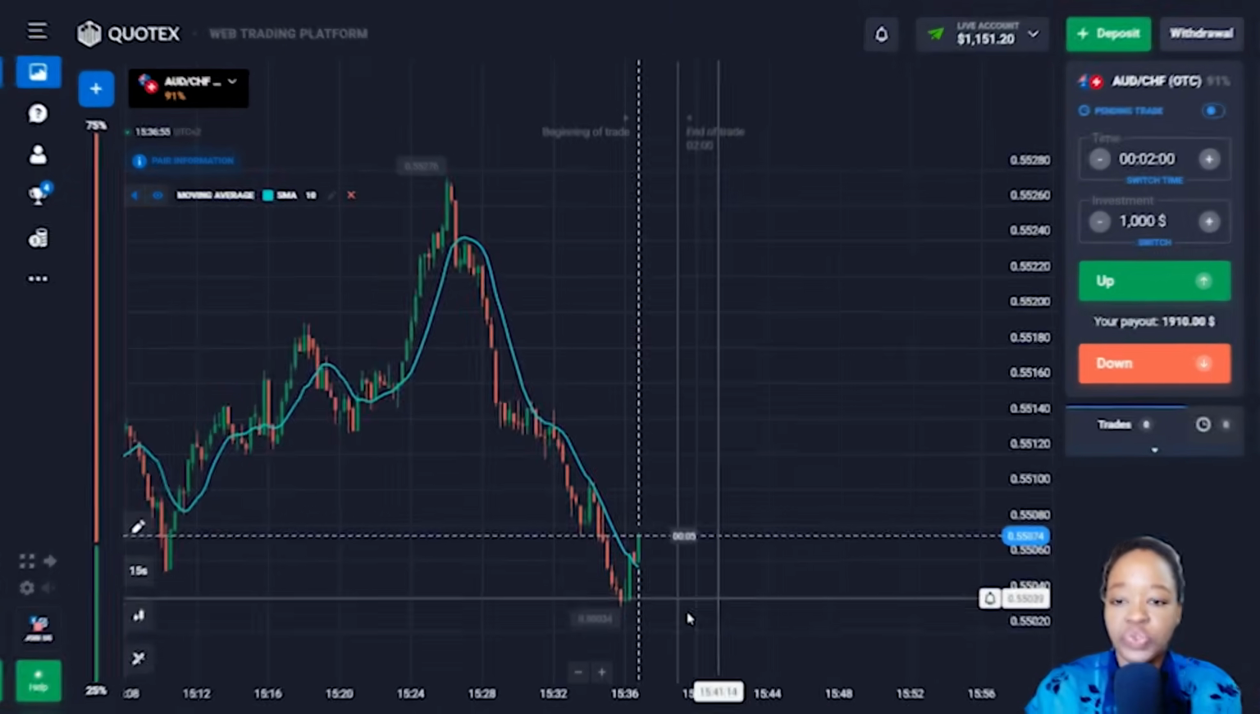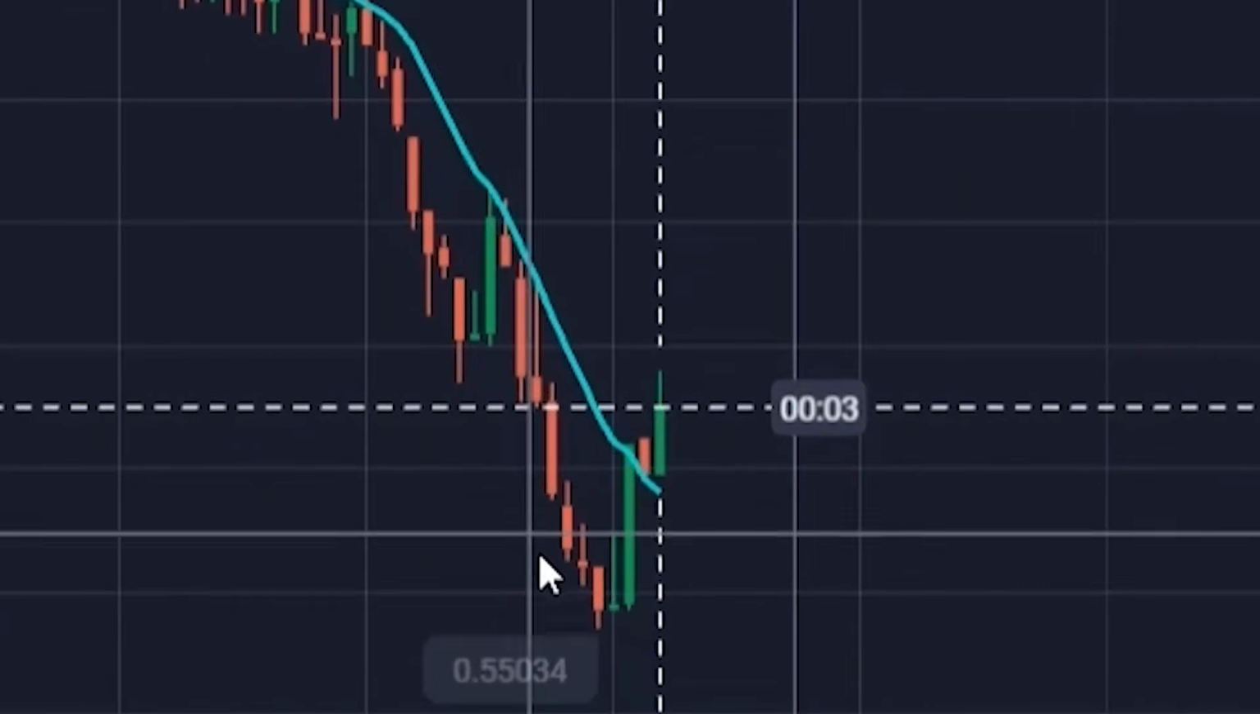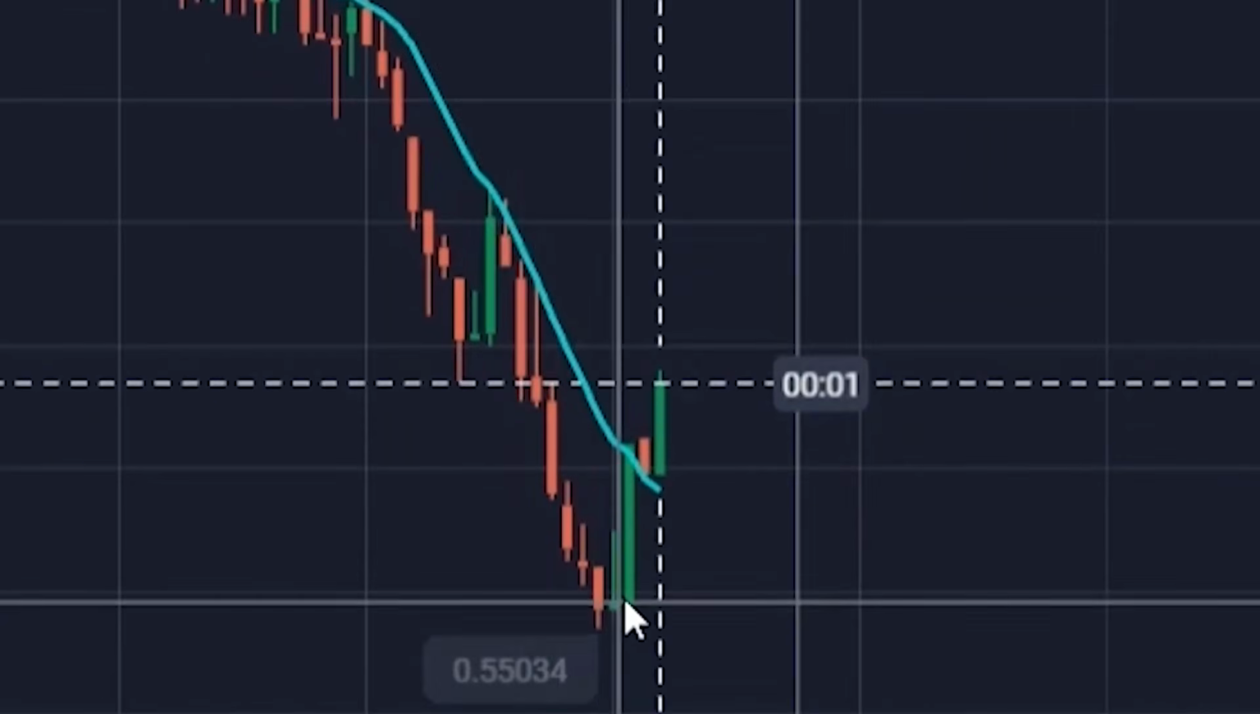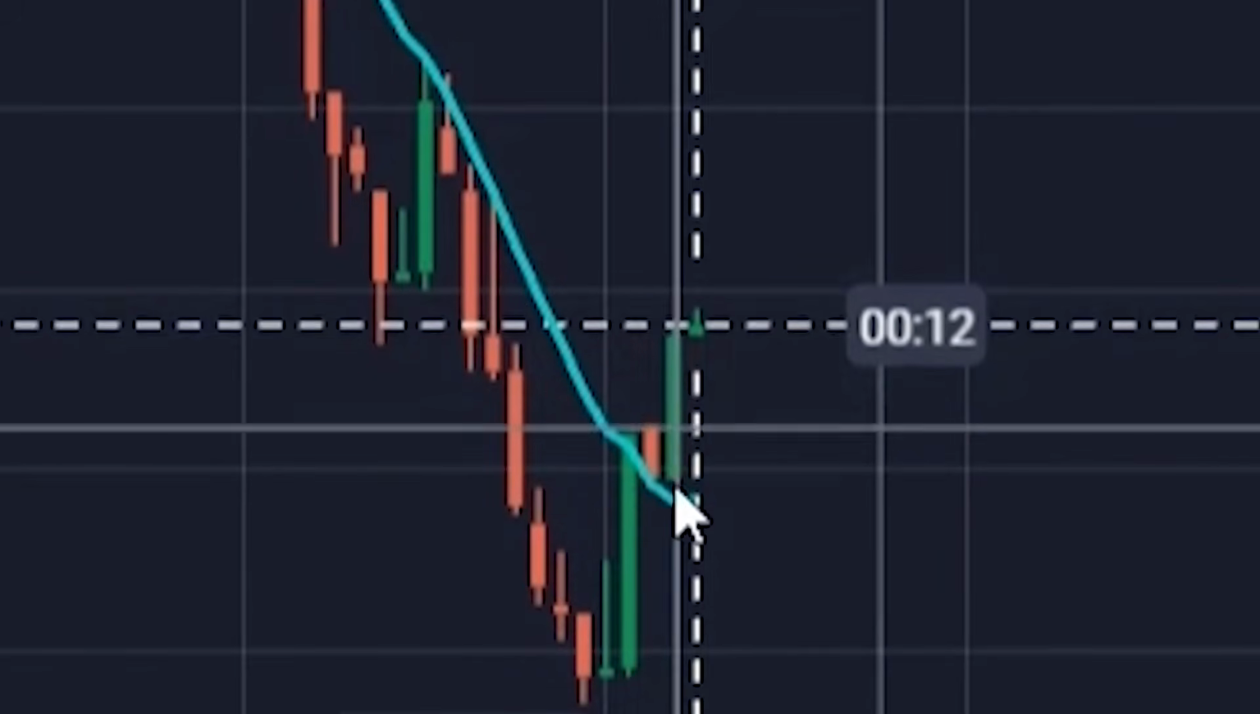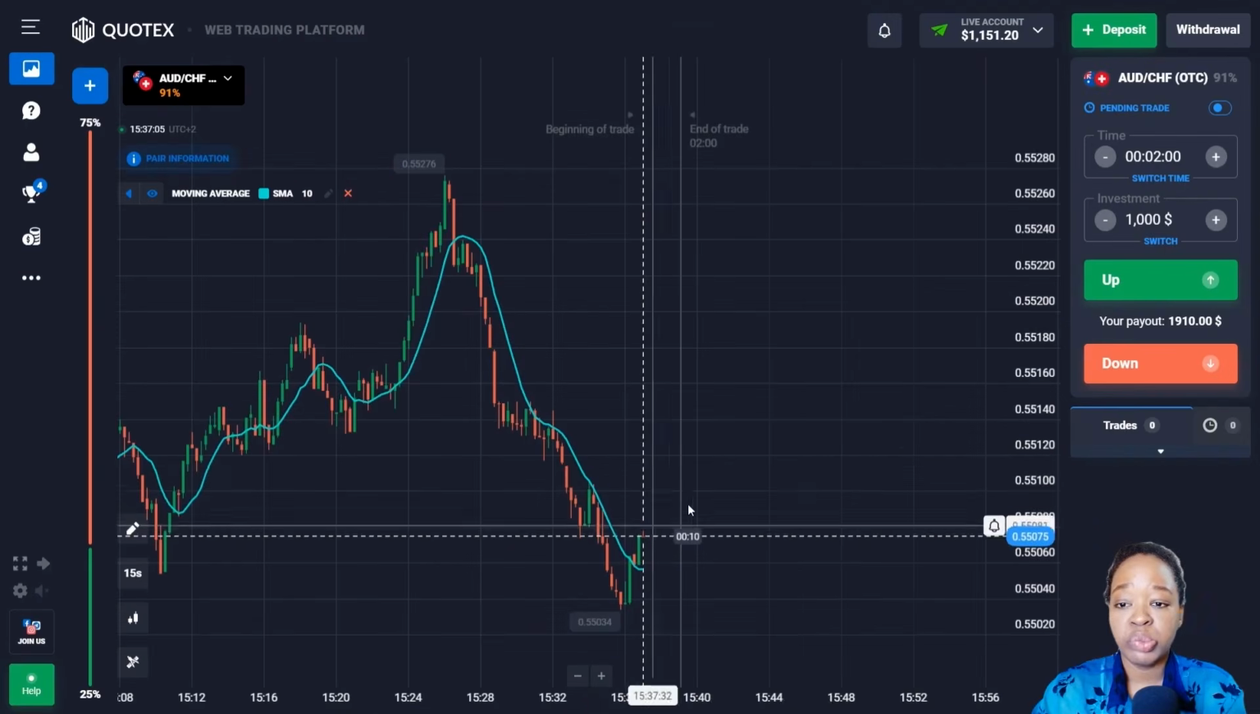Let me continue. So friends, here I'm seeing that after the downward movement, there was a reversal. At the moment, I'm seeing green candlesticks are forming. At the same time, the price crossed the middle sliding from bottom to top.